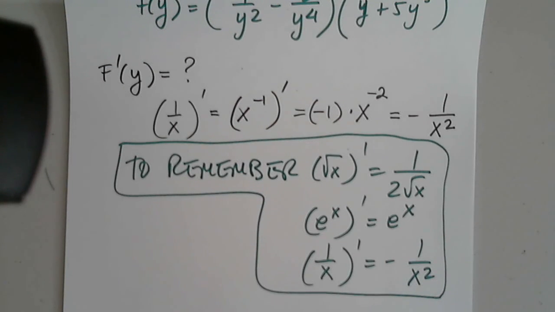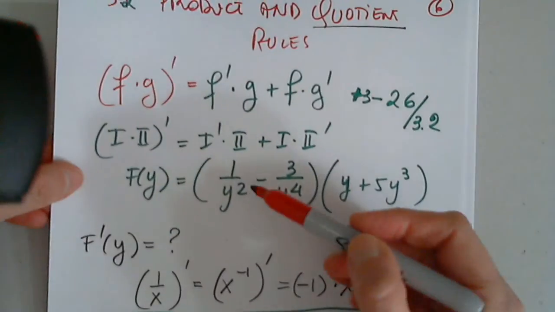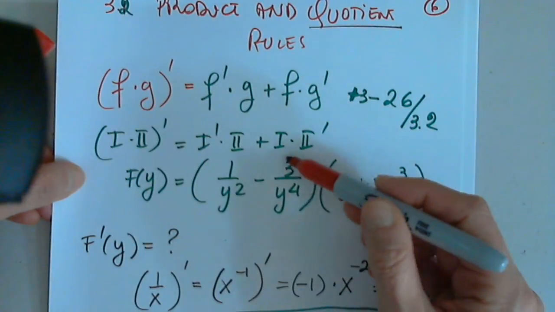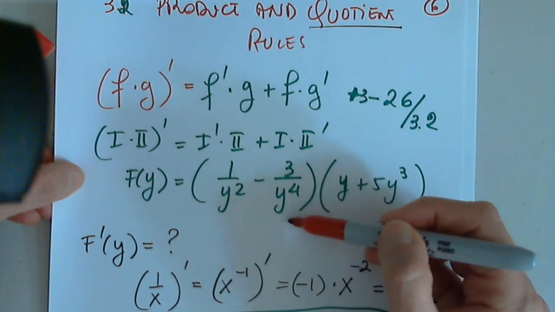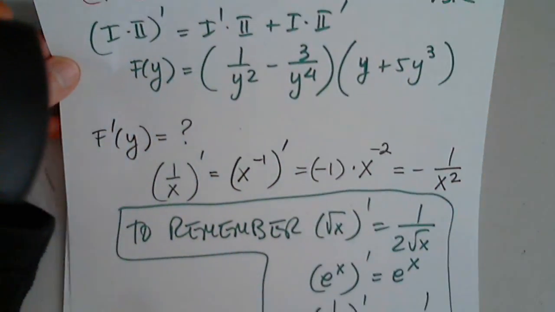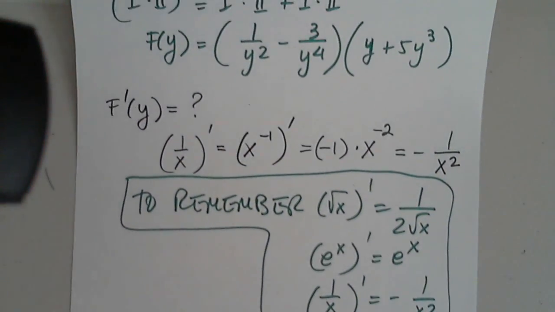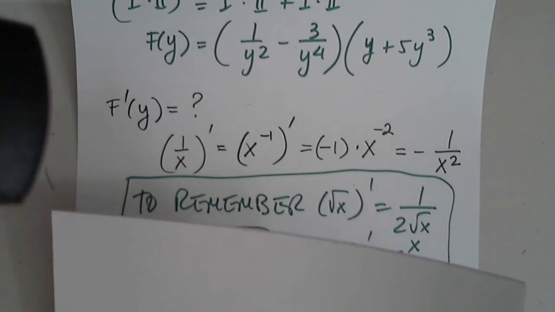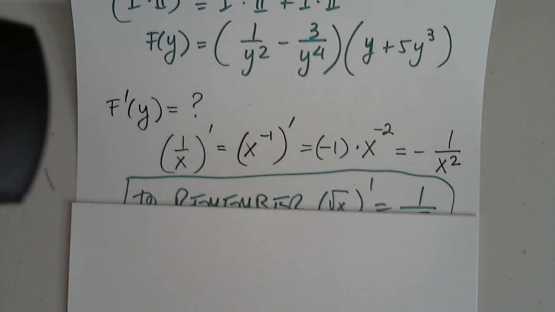So now I can go back to my f of y. And yes, I will not differentiate this. I will differentiate y to -2. I will not differentiate this, but I will differentiate 3 times y to -4. So I will rearrange the function. So always remember to simplify as much as possible.